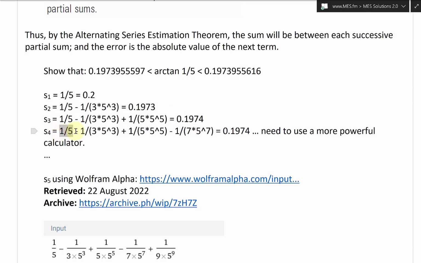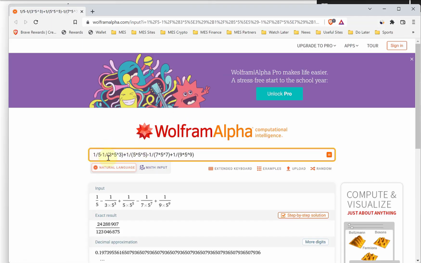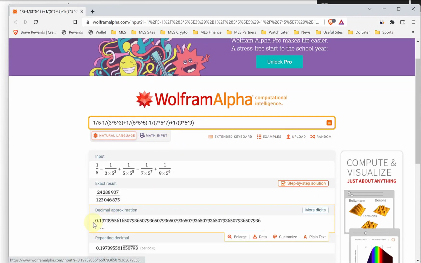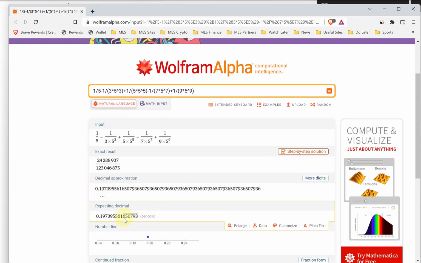If you go to S4, so this is S3, and then minus 1 over 7 times 5 to the power of 7, etc. So we need to use a more powerful calculator. So here, going all the way to S5 using Wolfram Alpha, a very powerful calculator website. We put that inside here, and we get this giant setup. So this is S5: 1 over 5 minus 1 over 3 times 5 cubed, and so on, all the way to plus 1 over 9 times 5 to the ninth, and it goes all the way here, and it even shows you the period where it repeats.